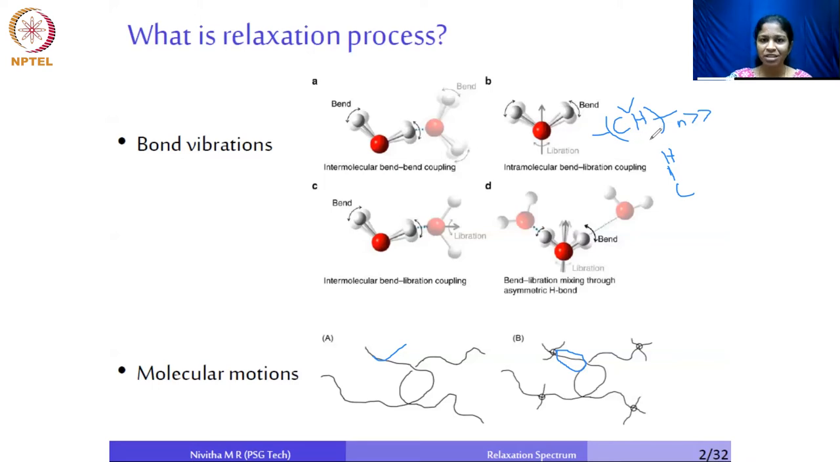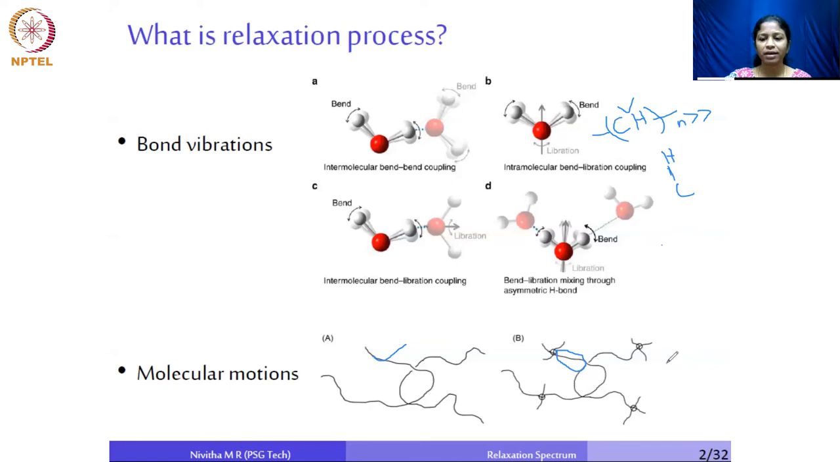So then we can imagine a multi-constituent material like bitumen. If we try to apply the same logic to bitumen, we can see that we have a lot of constituents in it, each having multiple relaxations. So what we are getting is a cumulative effect of the responses of individual constituents.